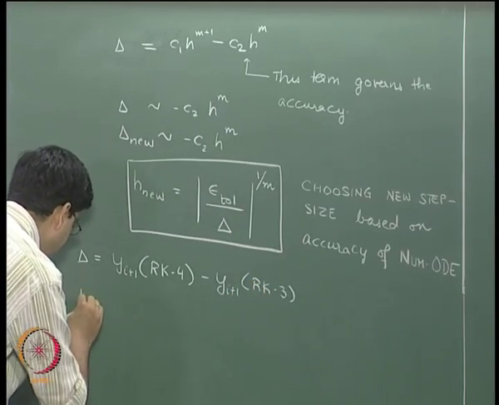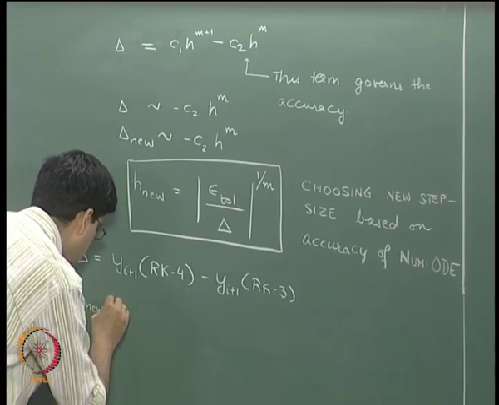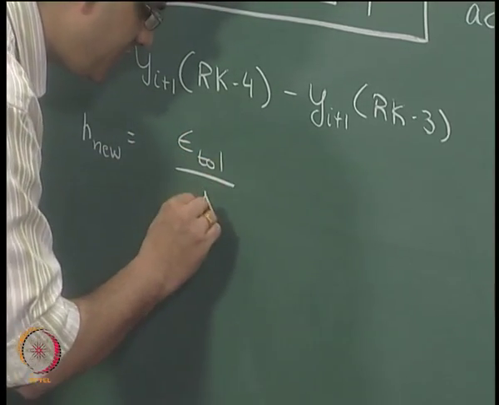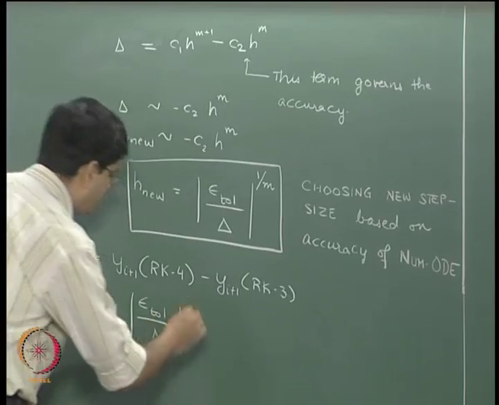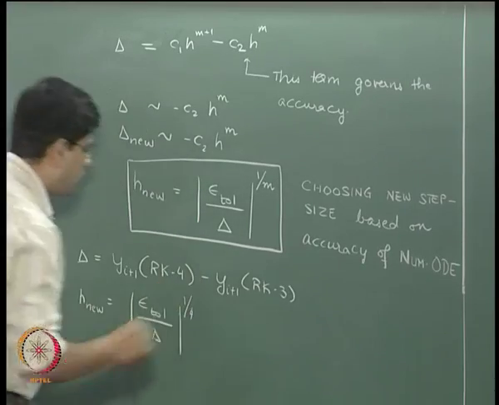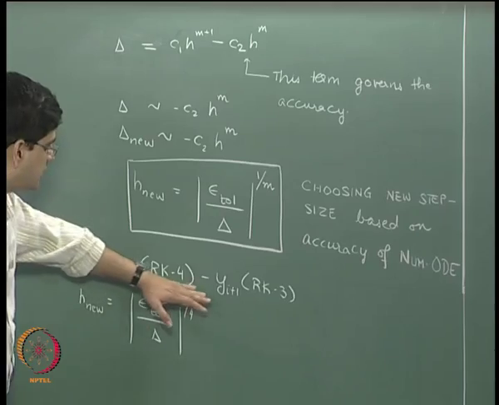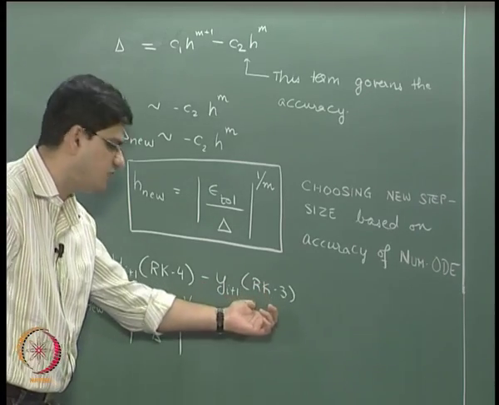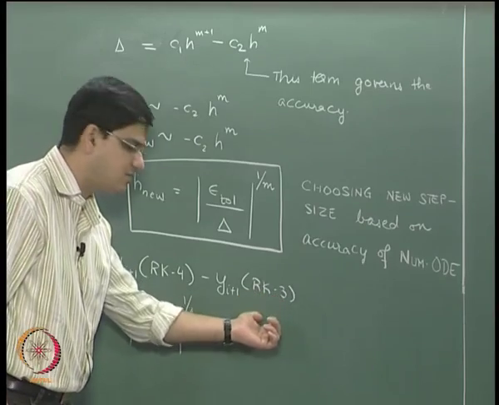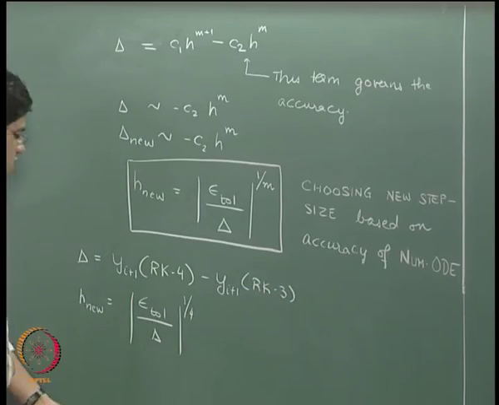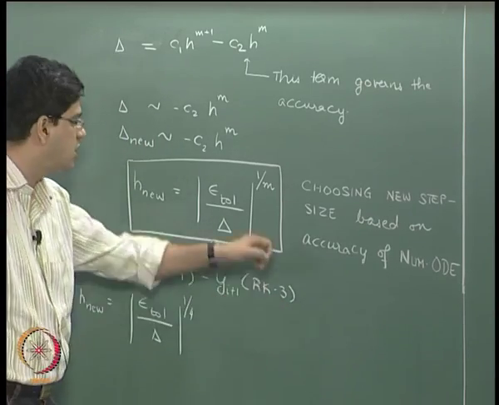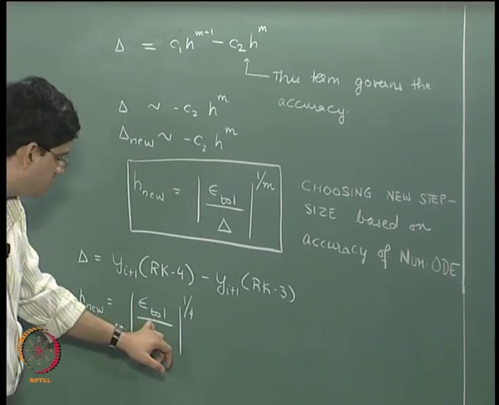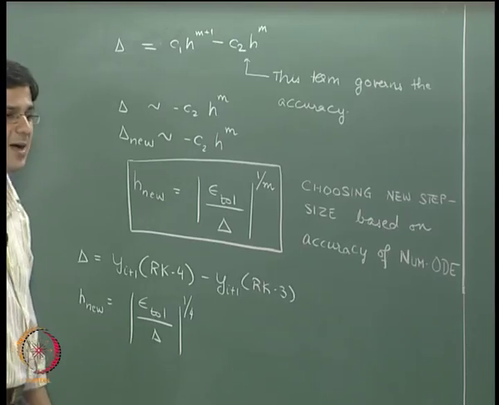RK3, then h_new is going to be equal to epsilon tolerance divided by the absolute value of delta, to the power 1 by 4. Why 1 by 4? The leading error term from this difference is the error term because of the less accurate method, the RK3 method. The RK3 method has a local truncation error of h to the power 4, that means m over here is equal to 4. So h_new is going to be equal to epsilon tolerance divided by delta.